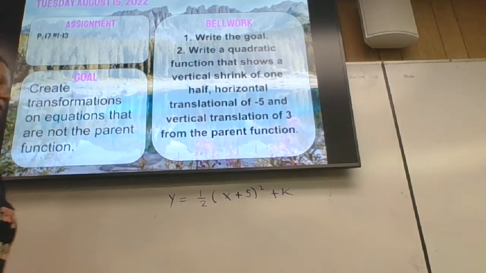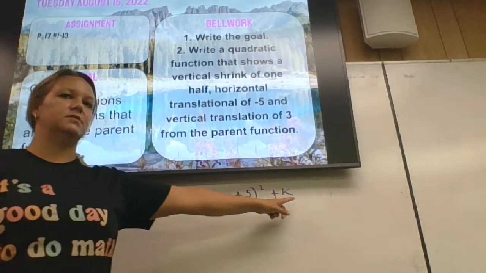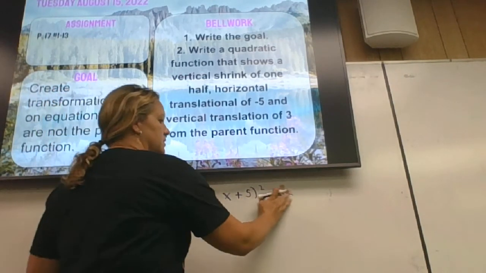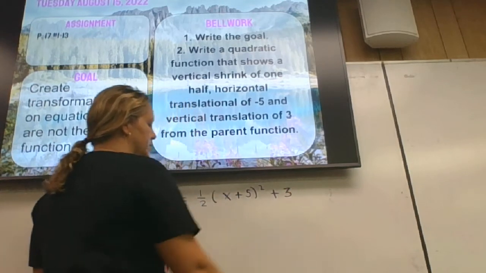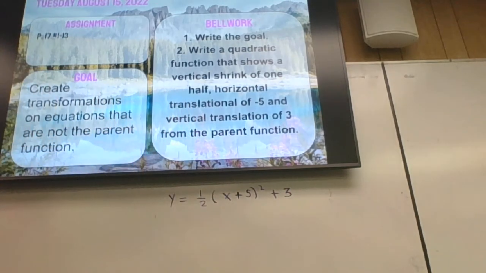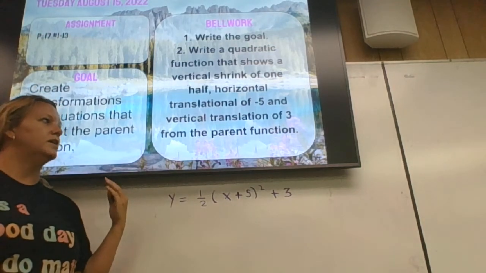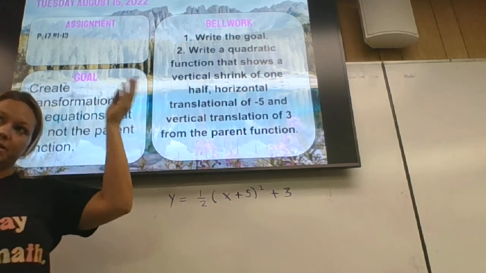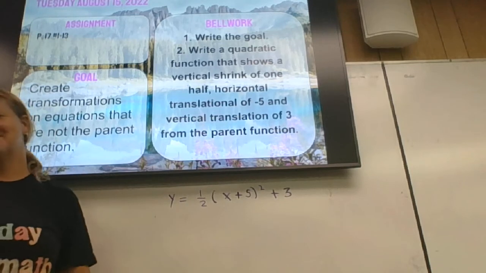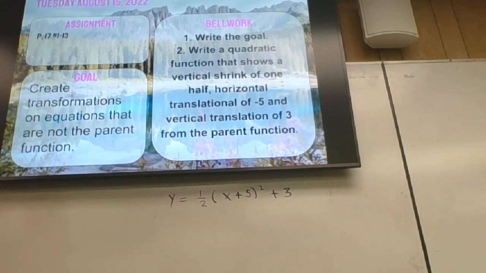And our last value would be K. Vertical translations go in the K spot. So I'll take the K out and I'll put the 3 in. Okay. So this is the parent quadratic function. It's a parabola. It's half as tall. I can picture it left 5 and I can picture it up 3. Can you picture it? No? You will eventually.